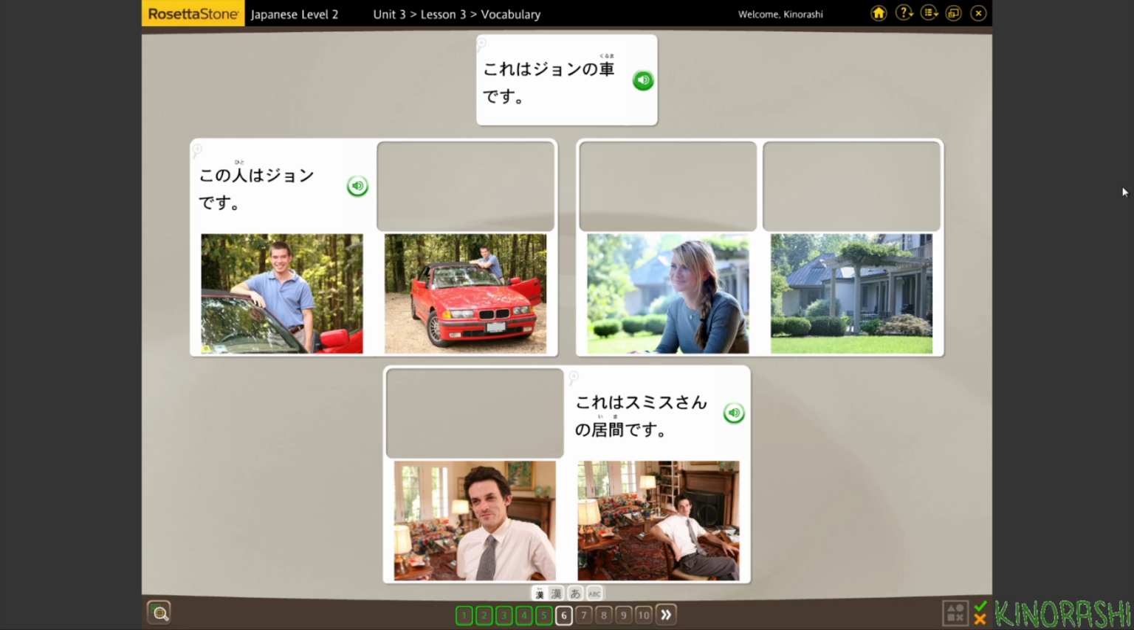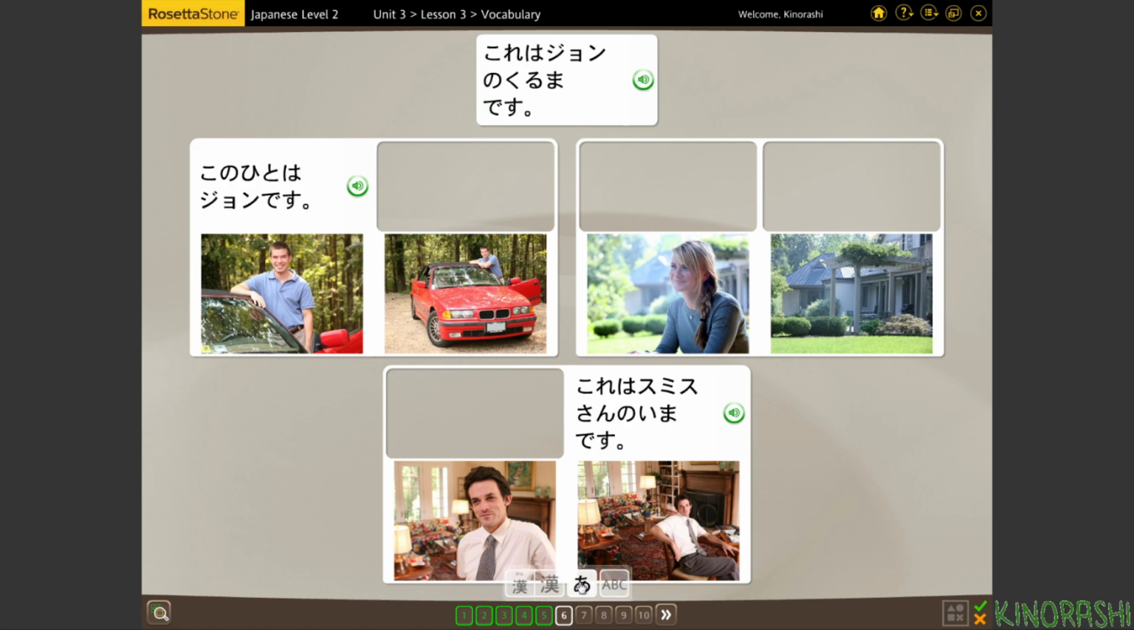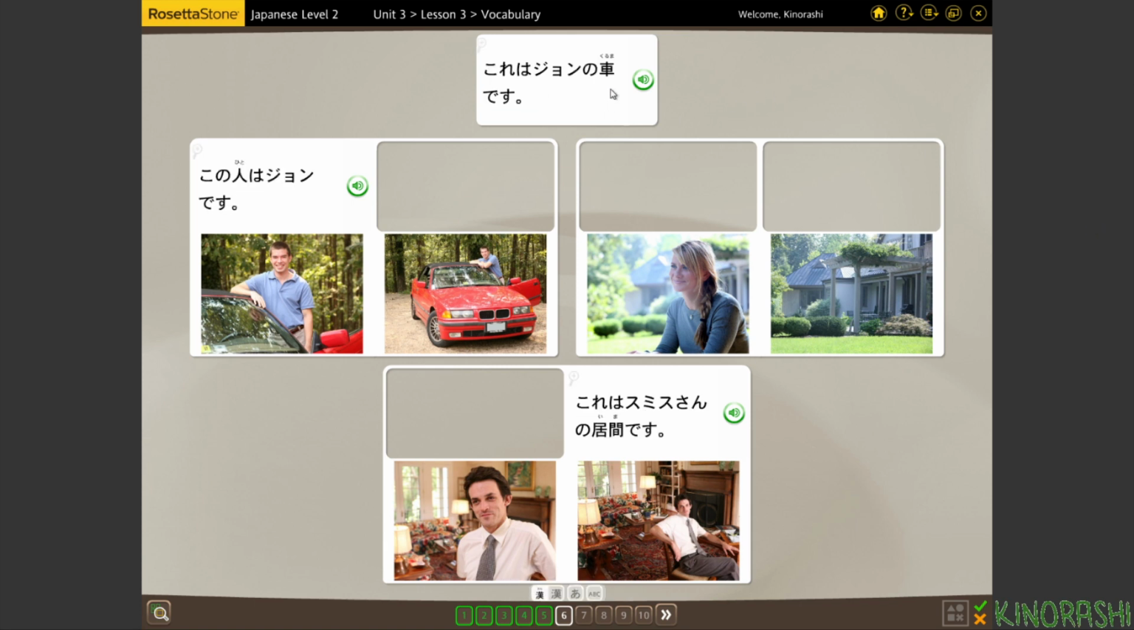You can see the body of the car, the two axles right there.